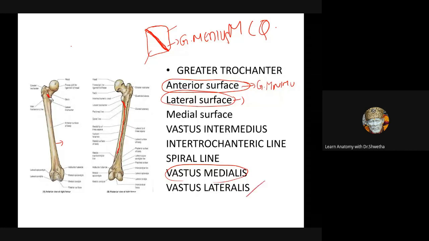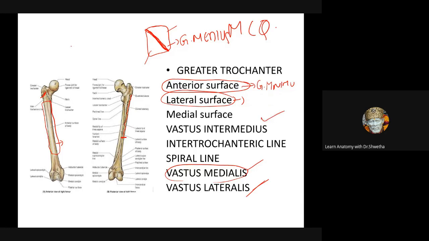Now we will trace the vastus lateralis. It is even more simple. See here, vastus lateralis arises from the upper aspect of the intertrochanteric line. It passes lateral to the gluteal tuberosity. It passes on the lateral lip of the linea aspera and stops at the middle of the shaft. Okay, so that was about the medialis and lateralis. To the upper two-thirds of the anterolateral surface, vastus intermedius is attached. We will discuss it once again, students.